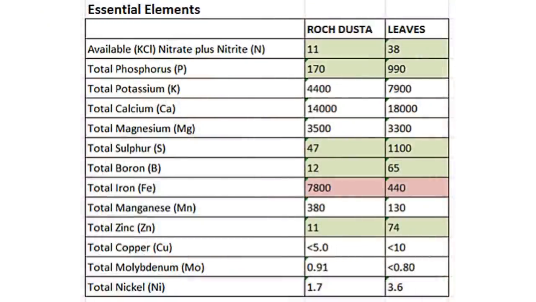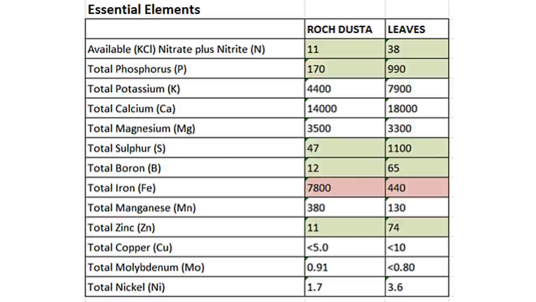Green shading indicates that leaves have a significantly higher level of an element. Red means rock dust has a significantly higher level. No highlight means that the elements are in a similar range or the amounts are statistically insignificant in both samples. All numbers represent milligrams per kilogram. The nitrate and nitrite numbers represent only the available amount, but all other numbers are for total amounts, available and unavailable.